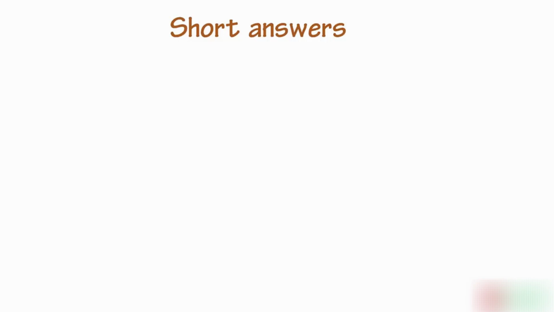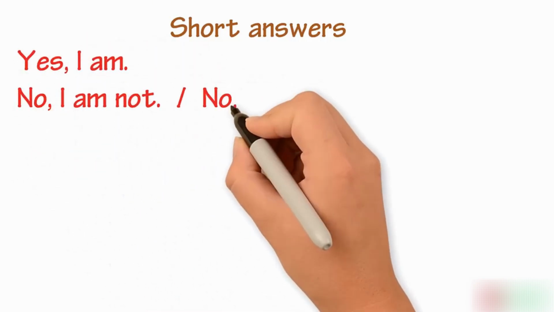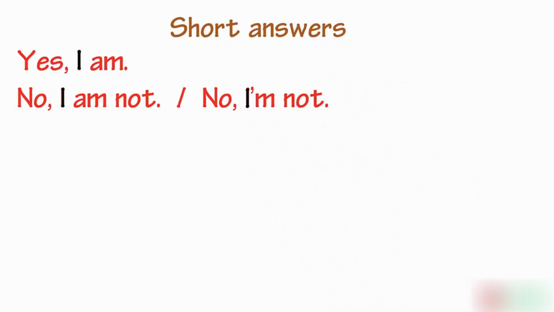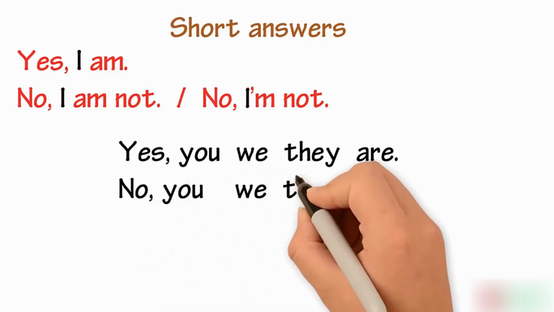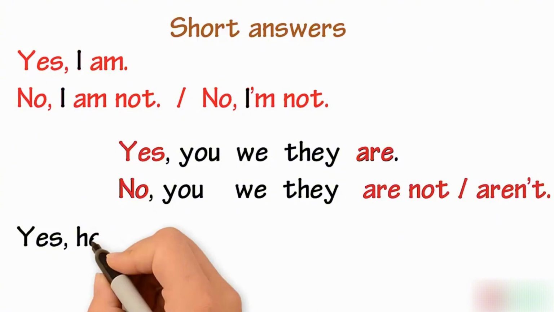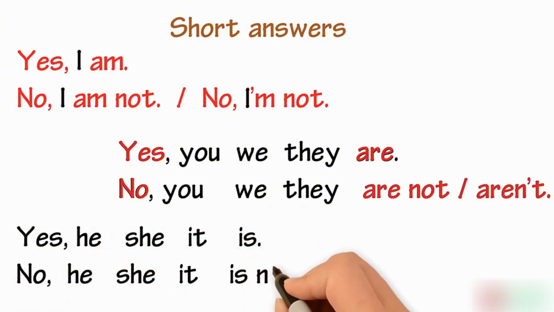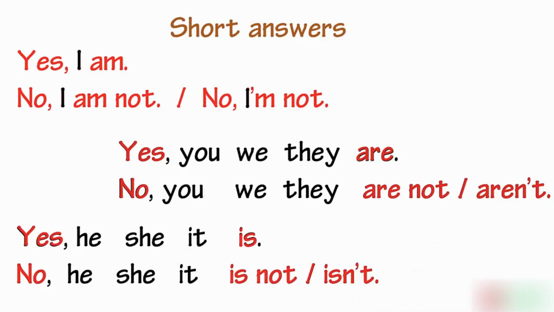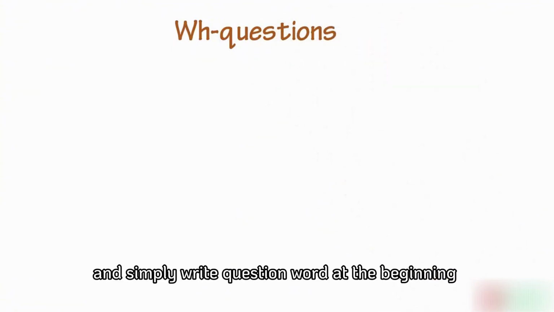The short answers are the same as in the present simple tense with be. Yes, I am. Or no, I am not. I'm not. Yes, we, they are. Or no, we, they are not or aren't. Yes, he, she, it is. Or no, he, she, it is not or isn't.